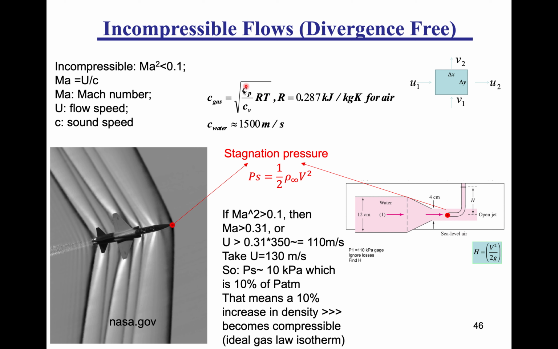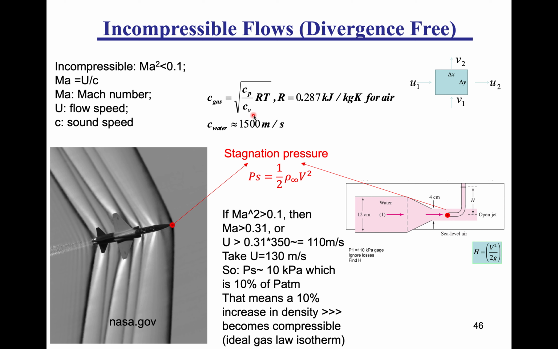So if you plug those numbers in here for air, you're going to get a speed of sound at sea level conditions of approximately 350 meters per second, which is slightly above 1,000 kilometers per hour. So that's the speed of sound that we are familiar with.